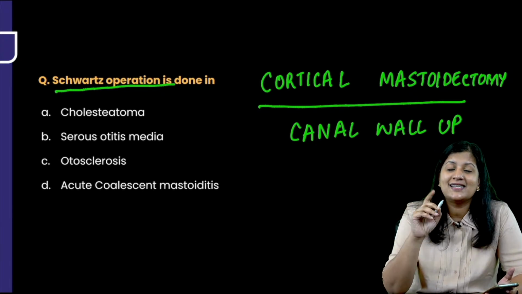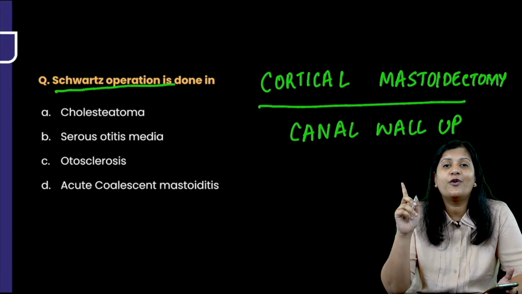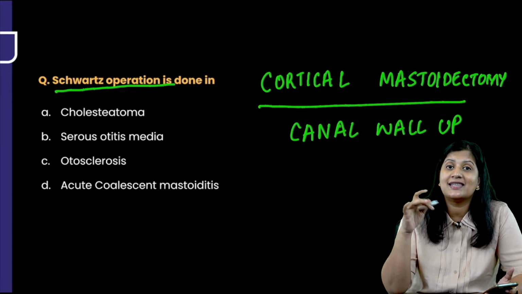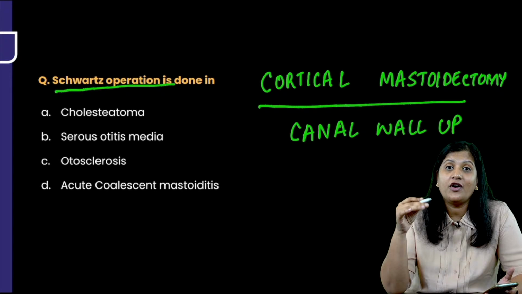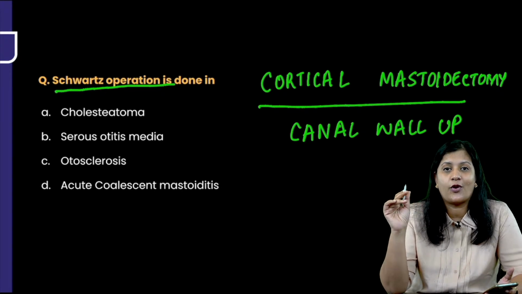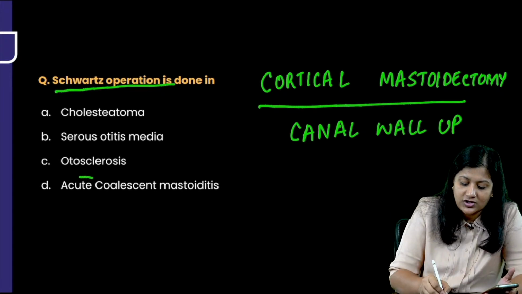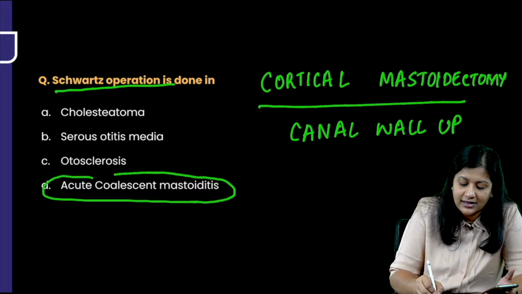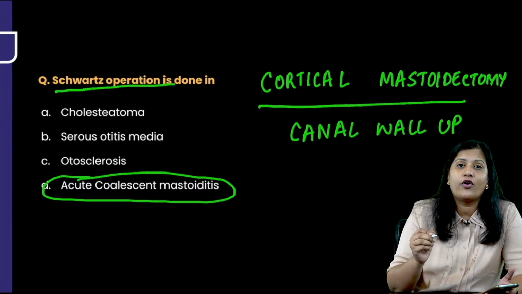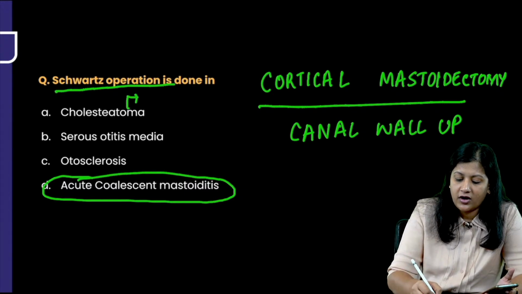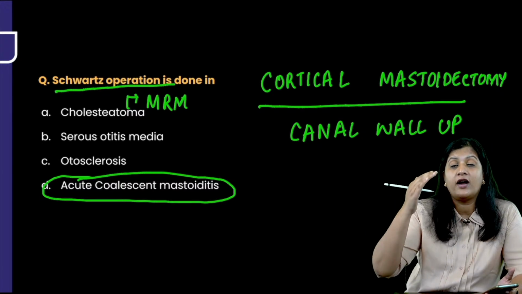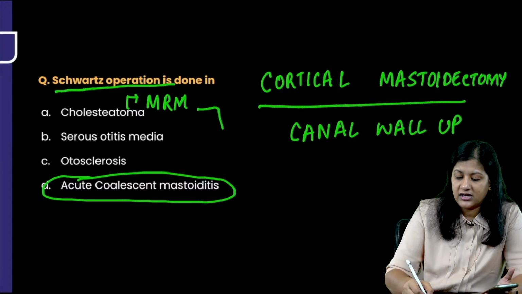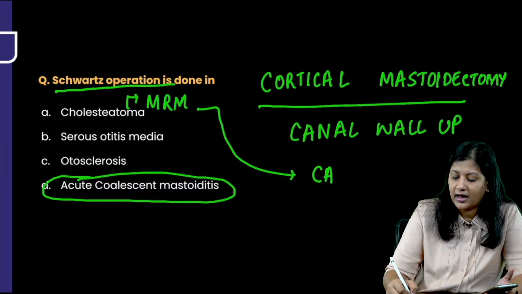Schwartz sign is seen in otosclerosis, which is flamingo pink appearance of the promontory seen through the tympanic membrane. But what we are discussing here is Schwartz operation, which is done for mastoiditis, acute coalescent mastoiditis. For cholesteatoma, we do something called as modified radical mastoidectomy, also called as canal wall down surgery. So MRM is nothing but canal wall down surgery, not up, but it is canal wall down.